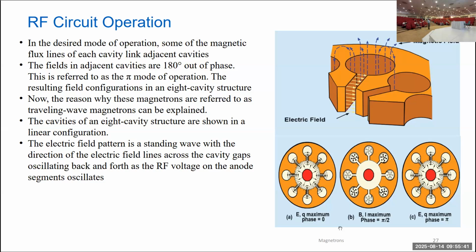In the desired mode of operation, the sum of magnetic flux lines of each cavity links adjacent cavities. Now, the field in the adjacent cavity is 180 degrees out of phase. When this happens, we call this mode of the structure a pi mode. We shall discuss in detail these modes, how they are calculated, what they mean, and which one is more efficient for producing RF. And how mode jumping takes place and how we can deal with these modes.